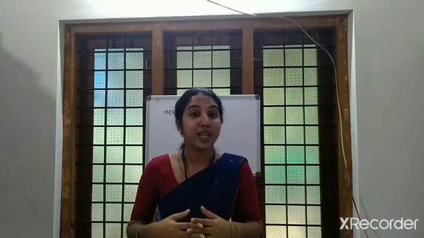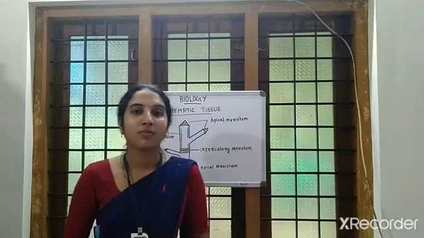Today we are going to learn about meristematic tissue. Meristematic tissue consists of actively dividing cells that lead to the growth of a plant. They are found in the tip of the stem and roots. Meristematic tissues are divided into apical meristematic tissue, lateral meristematic tissue and intercalary meristematic tissue.